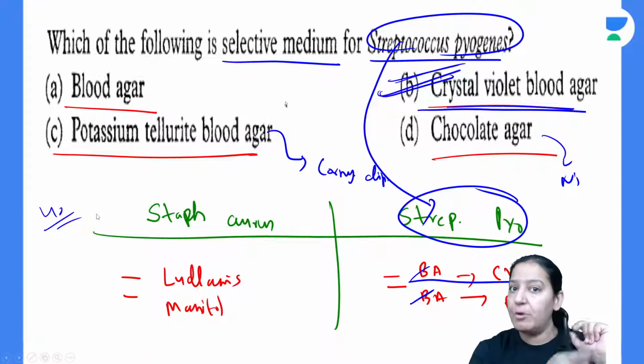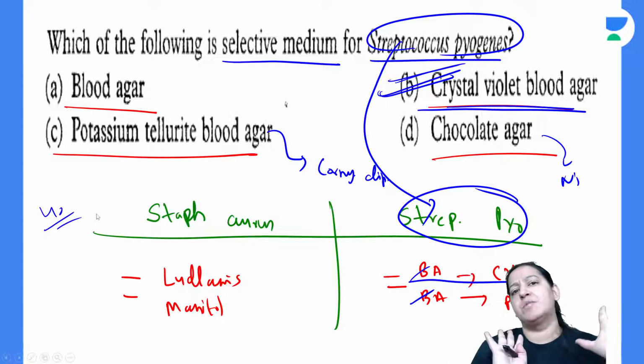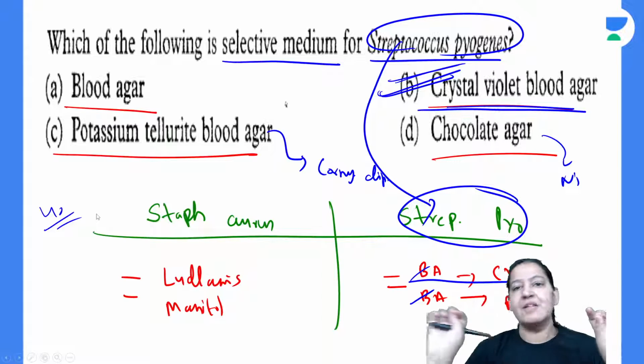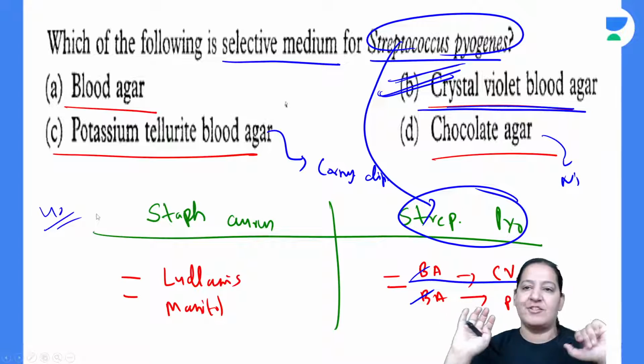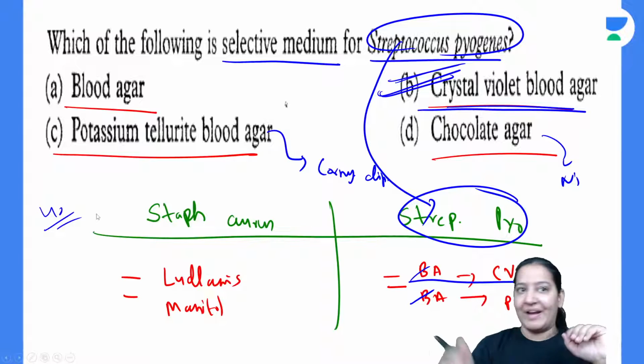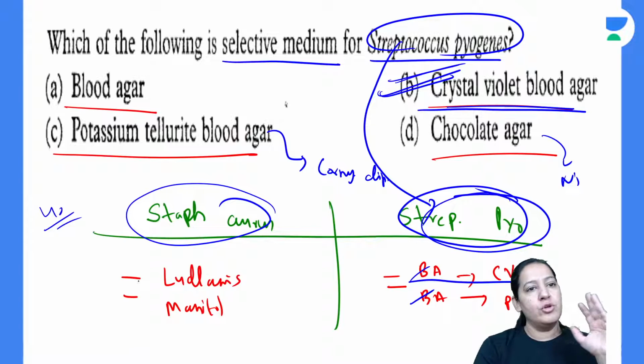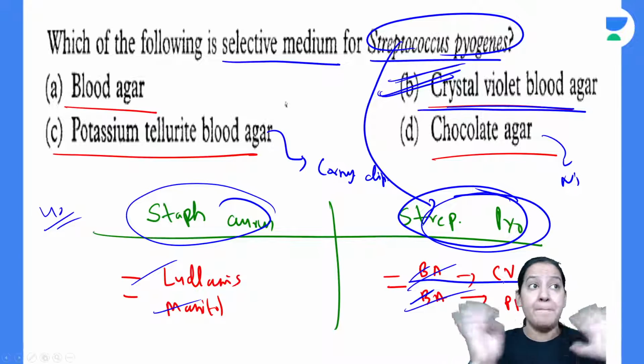Even if someone wakes you up at night and asks you the selective media of any bacteria, you should know the answer. It is that important. It always comes in the form of MCQs in your exam, the various selective media. So till now I taught you 2 bacteria. Yesterday I taught you Staph aureus. Today I am teaching you Streptococcus pyogenes. So you should know the selective media of them in a comparative manner.